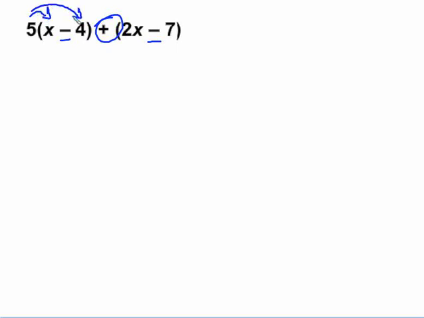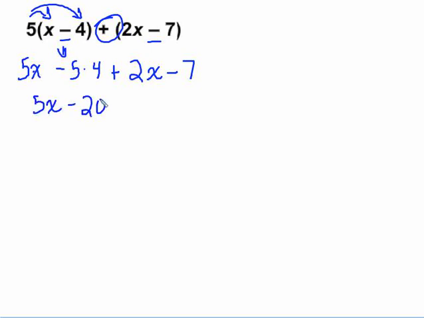This example is a little different because of those minus signs. I know that's going to be 5x, and remember we drop down that minus sign. 5 times 4 plus, in this case I'm not distributing anything into the 2x minus 7, so I'm just going to leave that as 2x minus 7. 5 multiplied by x is 5x. 5 multiplied by 4 is 20, plus 2x minus 7.